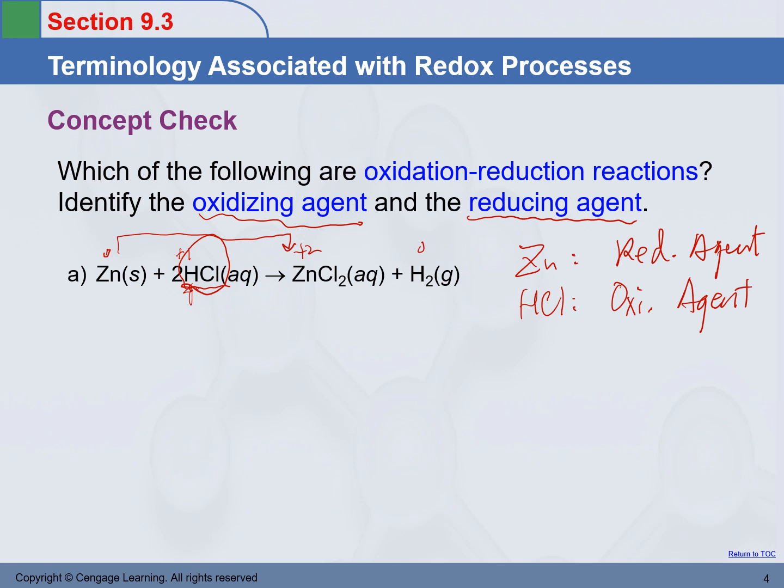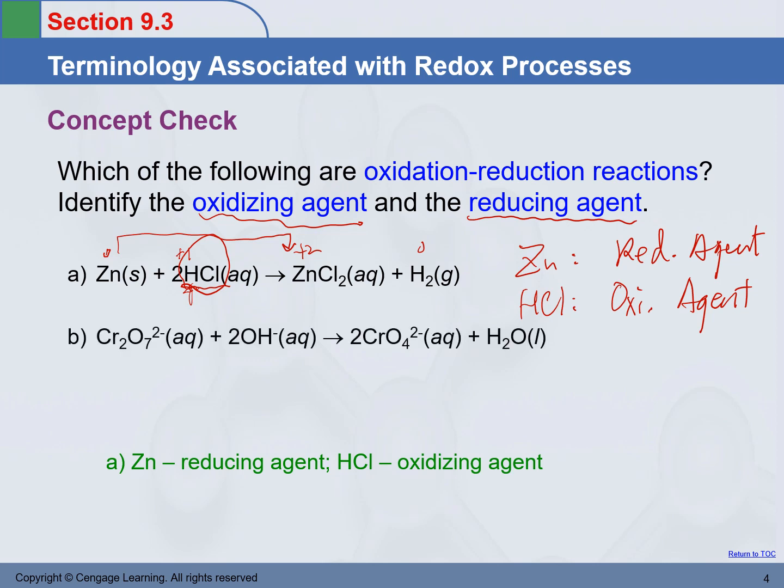is an oxidizing agent. It is absolutely correct if you want to say it is the hydrogen in HCl that is working as an oxidizing agent. However, again, we claim the whole substance as an oxidizing or reducing agent. So right here, zinc is the reducing agent, HCl is the oxidizing agent.